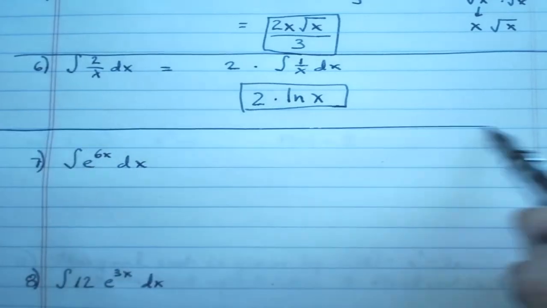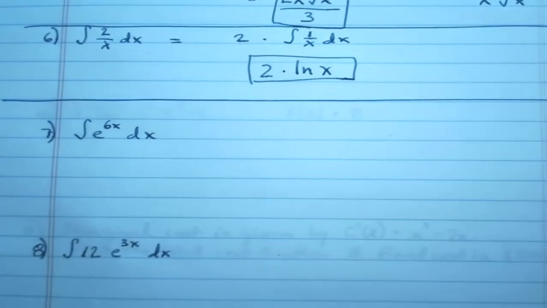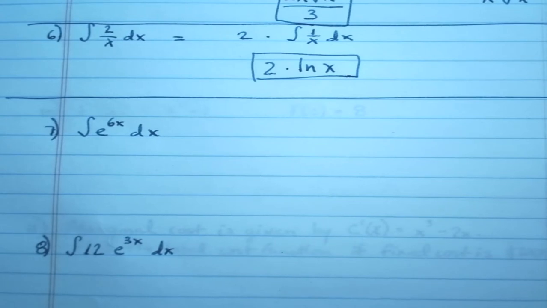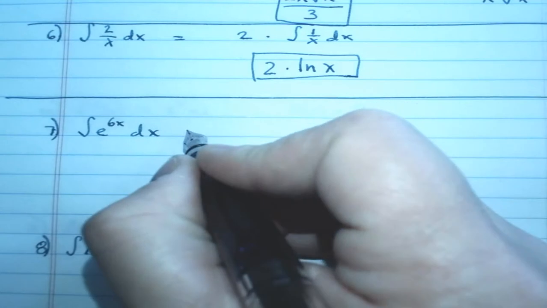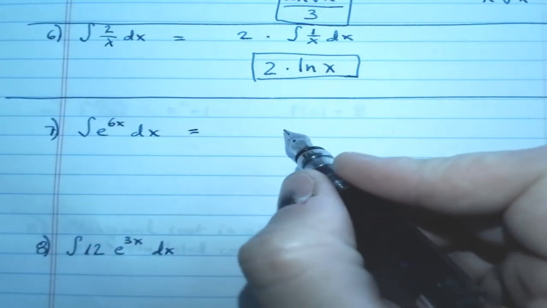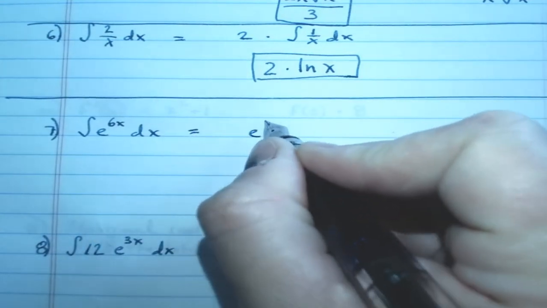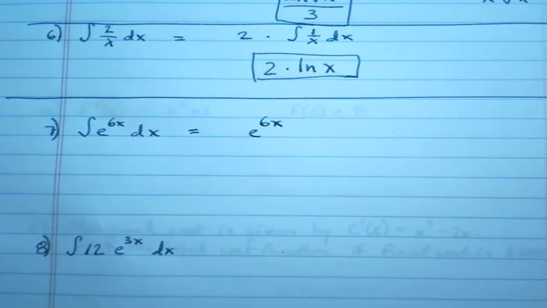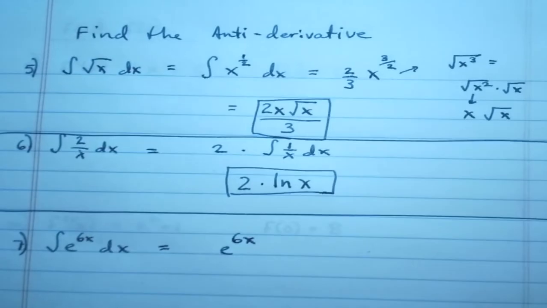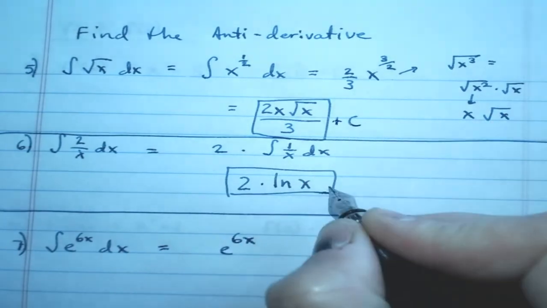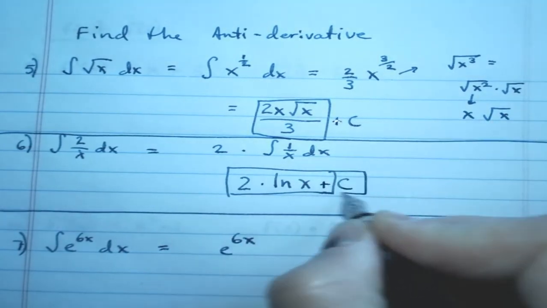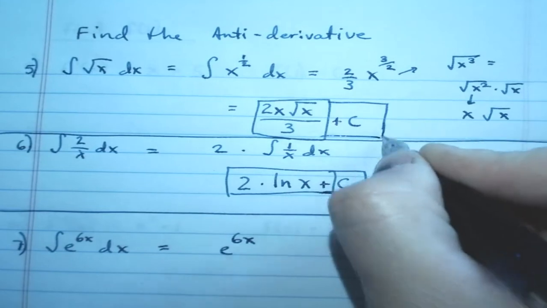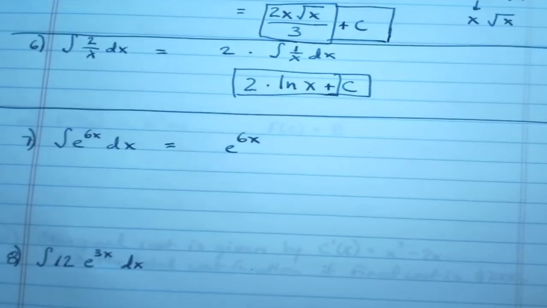Okay, so let's try number 7 here. e to the 6x. And if you look at our rules that are in my previous video, we said that this would become e to the 6x. Oh my goodness, go back. I forgot plus c. We got to add our plus c's. Our plus c's are always going to be there.